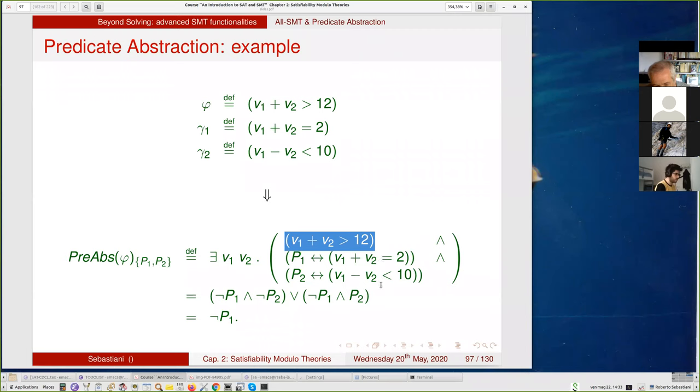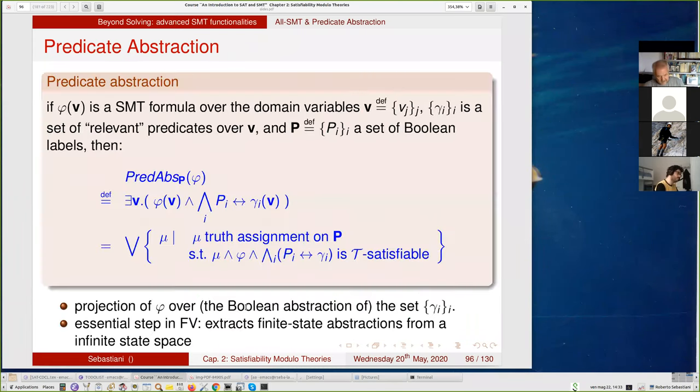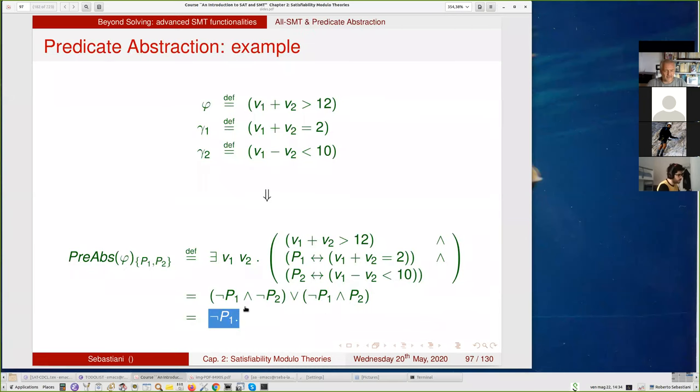So we see that all the possible combinations which are consistent are not P1 and not P2, and not P1 or P2, which can be further simplified with not P1, into not P1, okay? How is this done? Well, the very basic idea here, just to give you the flavor, is that substantially, you find the truth assignment for this, okay?